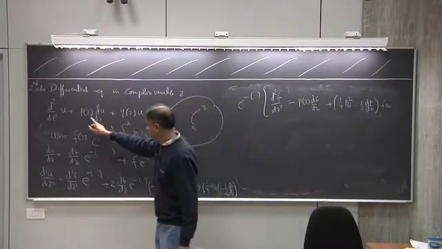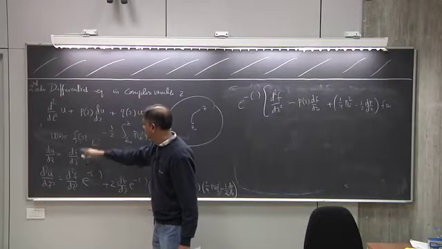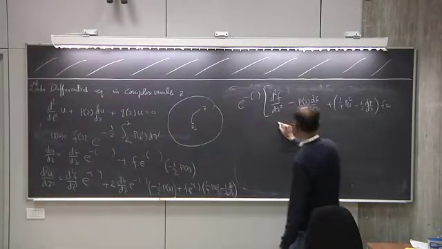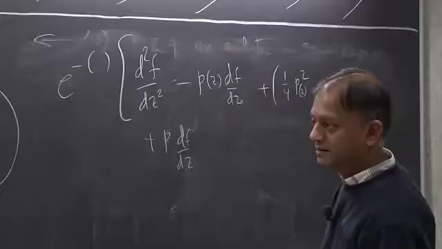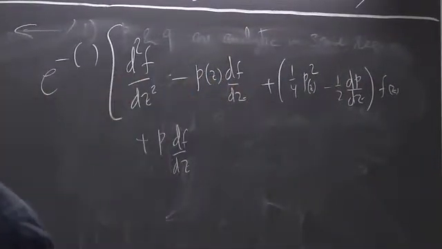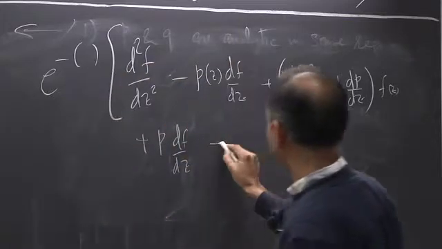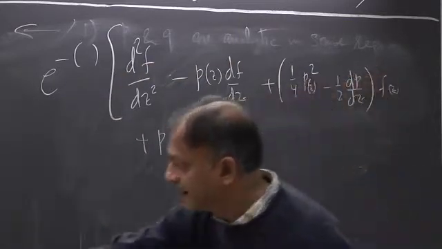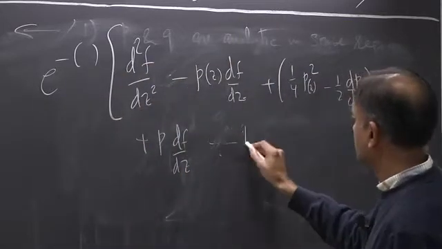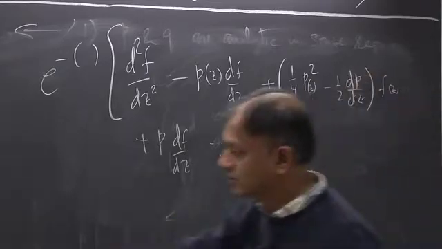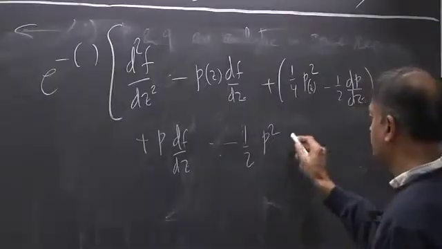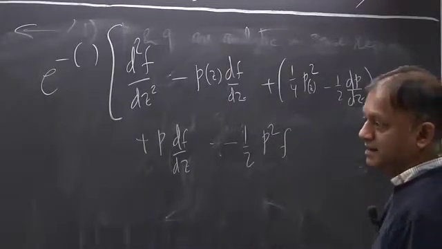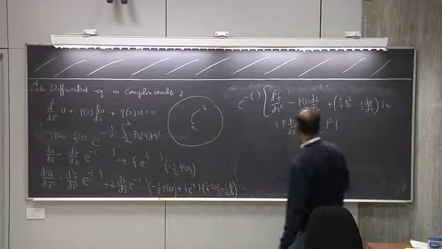Then the first derivative, you get one term from here, p times that, and you see that cancels. So plus p times df/dz, and then there's a term which is p times f plus p times f, minus 1/2 p squared, because there's a p here, and I'm multiplying by p, so minus half p squared times f. That's that. And then finally plus q times f.